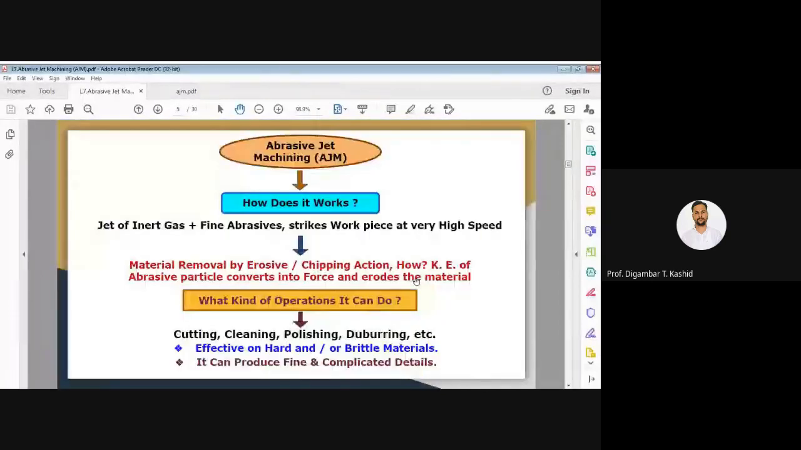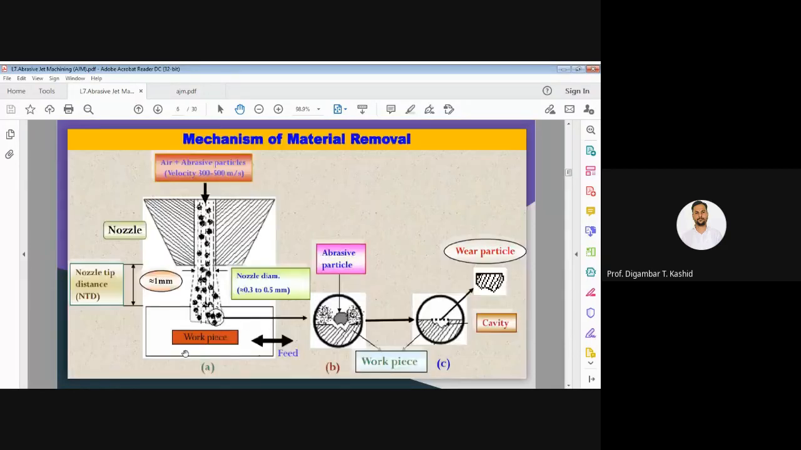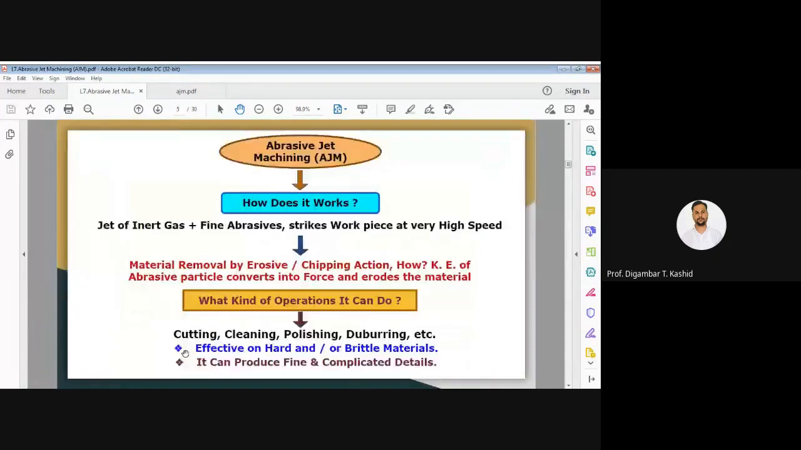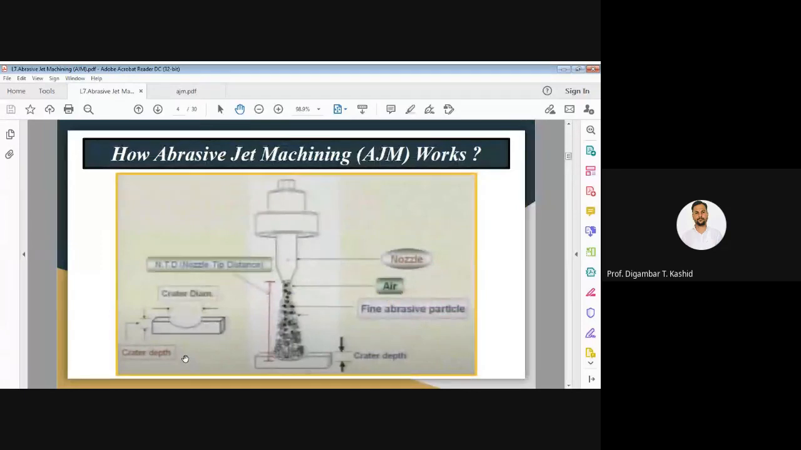Okay, and here I have covered the applications in short. Okay, for which operation or application we can use this AGM process. So that purpose I have just mentioned here in this slide: cutting, cleaning, polishing, deburring. Okay, also this process is effective only on hard and brittle material. It can produce fine and complicated details also. Okay, understood.